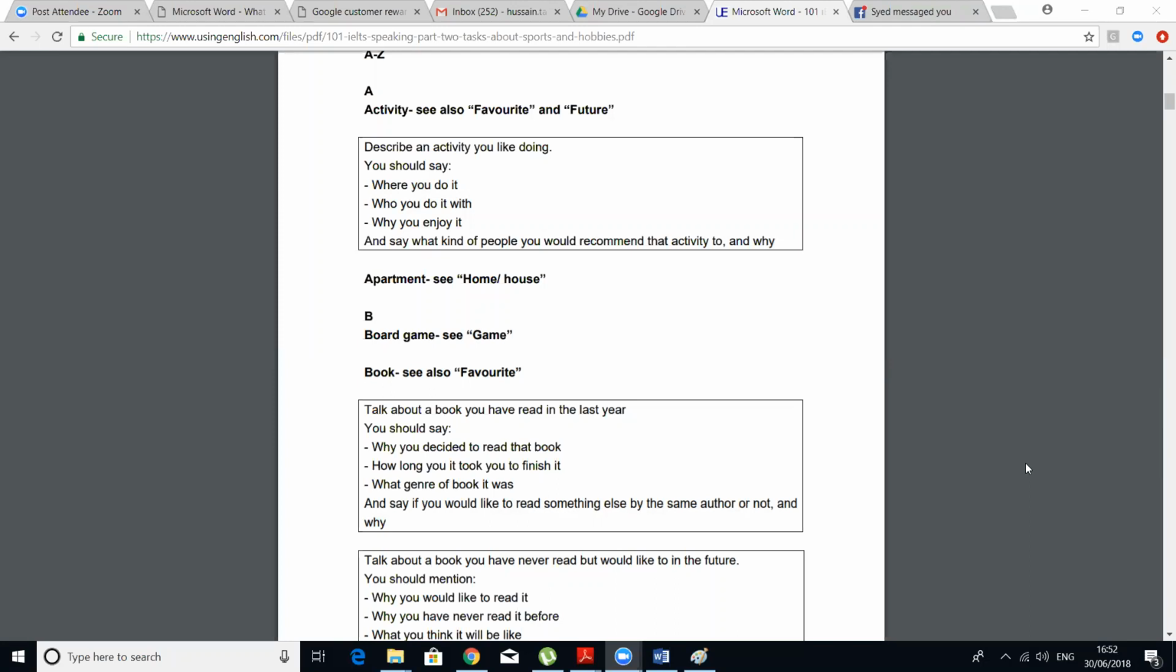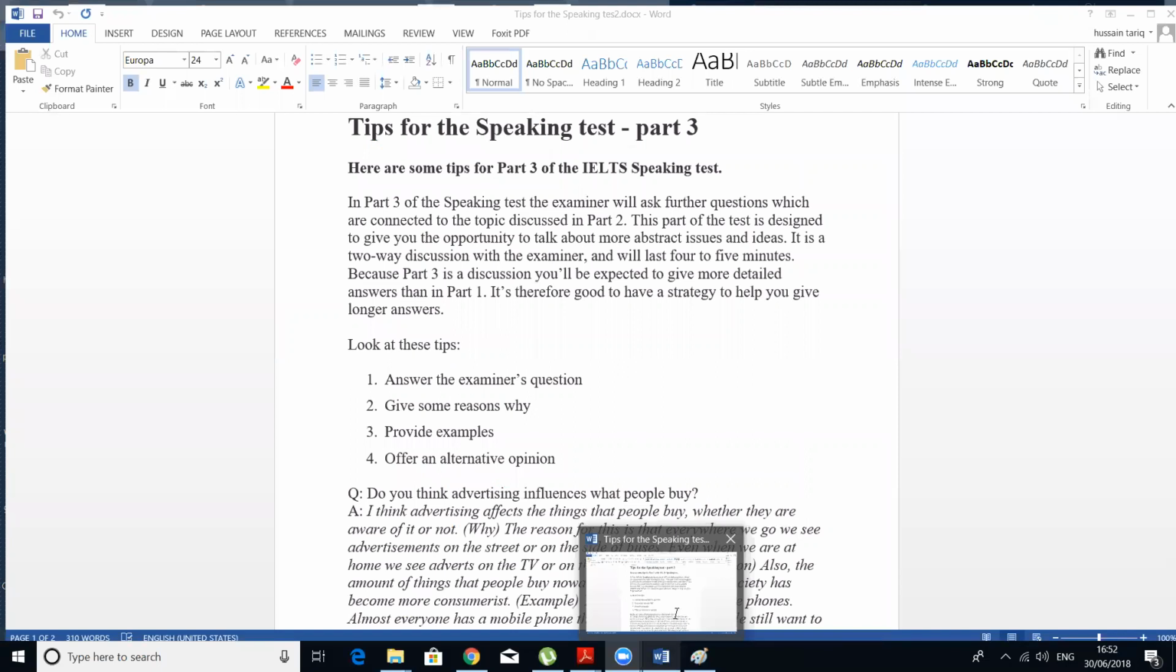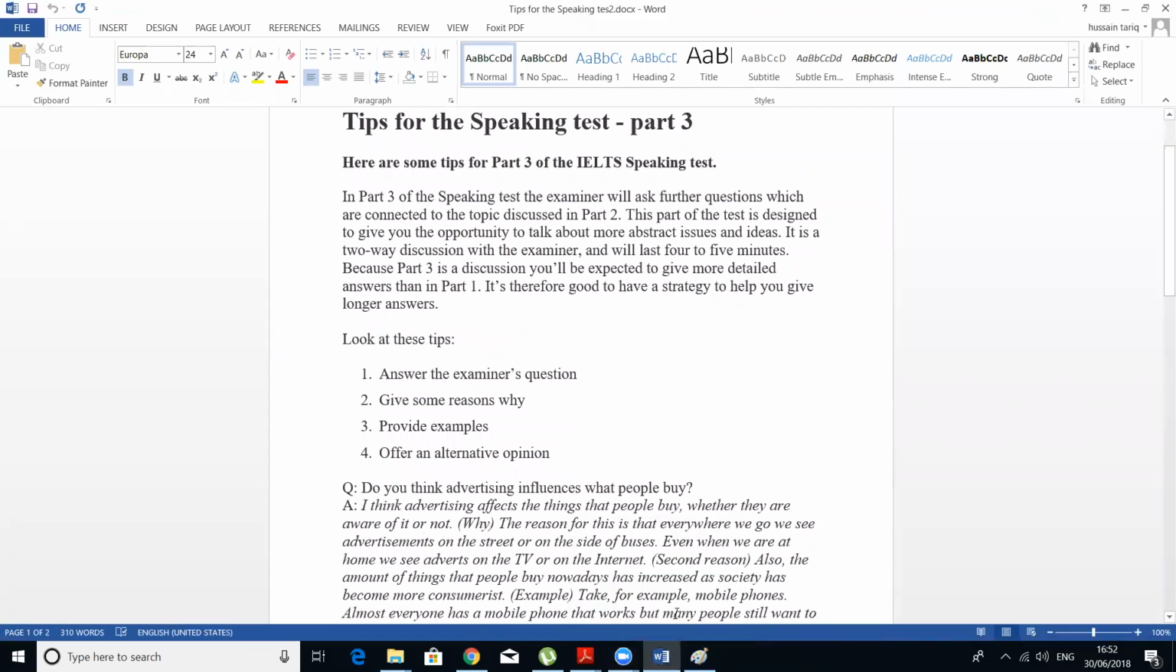Okay, that's okay. Now we're going to stop here for a very short while, and I will ask you to go back to a Word document where we're going to read some description about part 3 of the speaking test, and we'll just see what exactly part 3 of the speaking test is. Now, we're going to look at some of the tips for part 3, and you can see that here are some tips for part 3 of the IELTS speaking test.